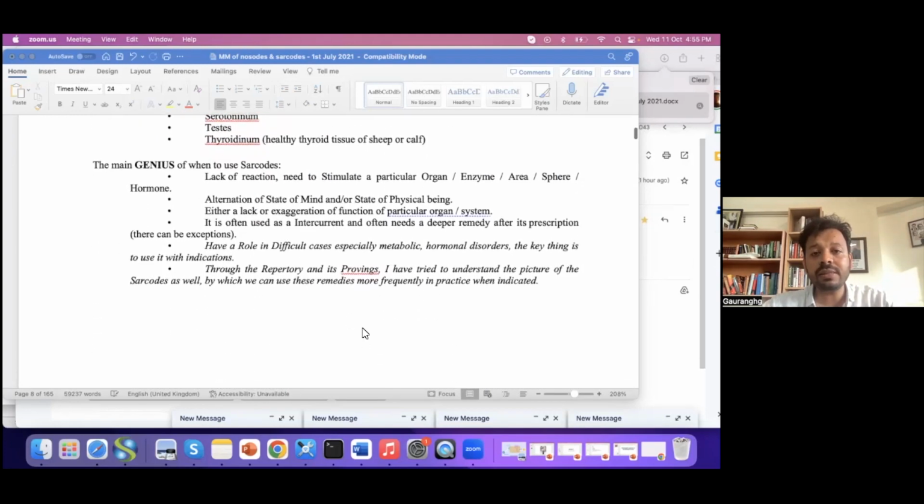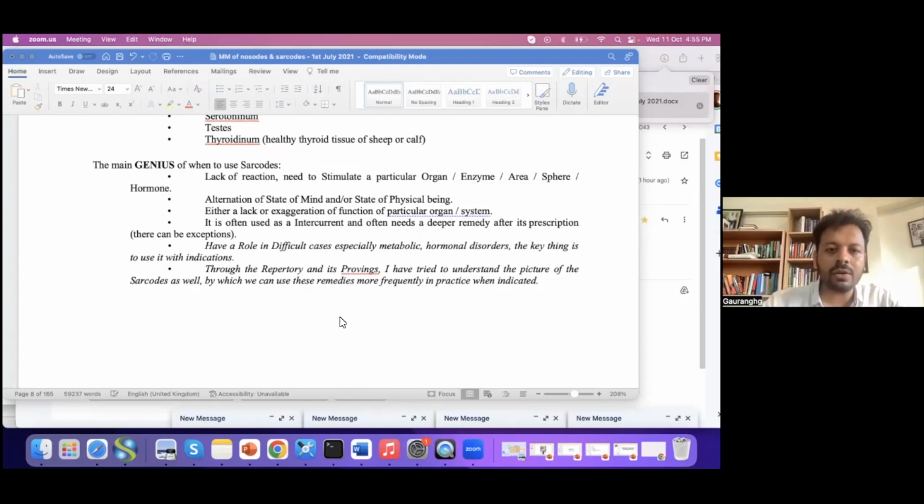When do we use these sarcodes? Of course, I'm reading from my new book on materia medica of nosodes and sarcodes. The main genius of sarcodes, when do we use them? When there is a lack of reaction in cases, or there are alternating states. Even in very complicated metabolic and hormonal disorders, these become very important remedies.